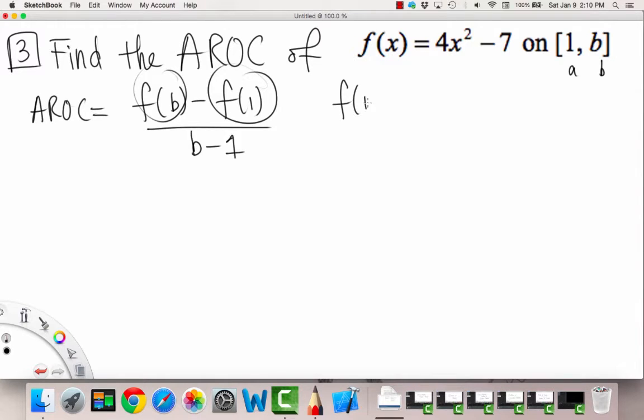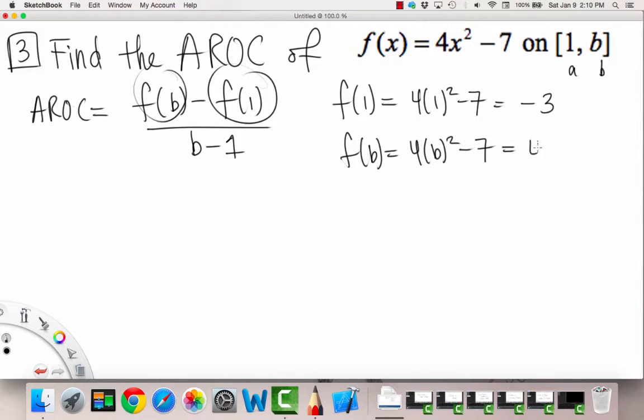So let's do the 1 first. f(1) is equal to 4 times 1 squared minus 7. So that's 4 minus 7, which gives us −3. Then when we plug in b, we have 4 times b squared minus 7, which we write simply as 4b² − 7. Now we have that, so let's plug it in and see what we get.